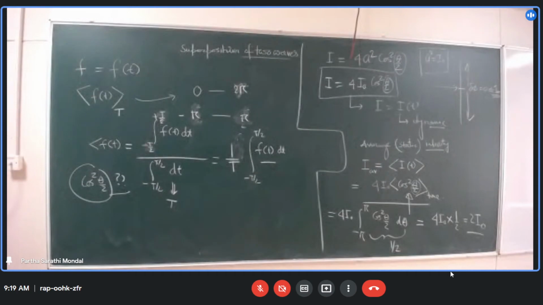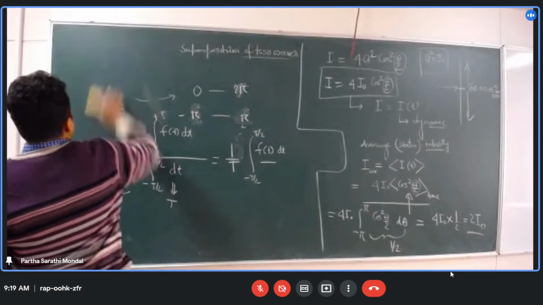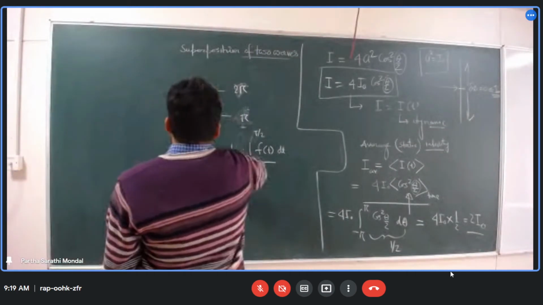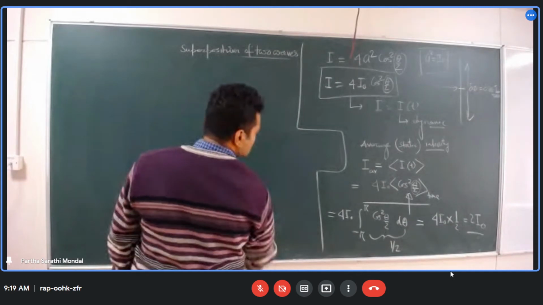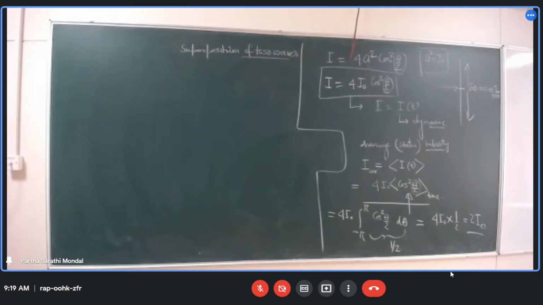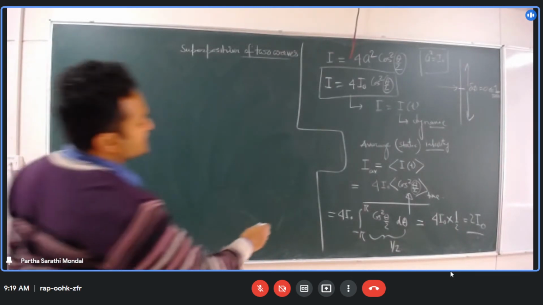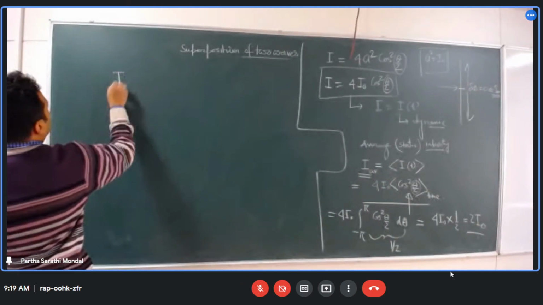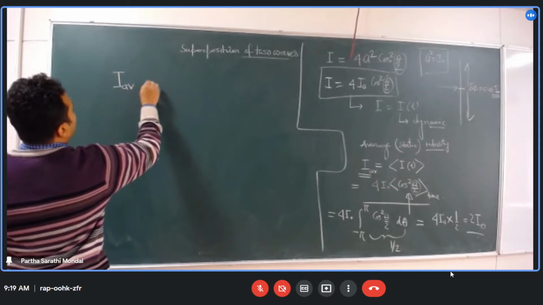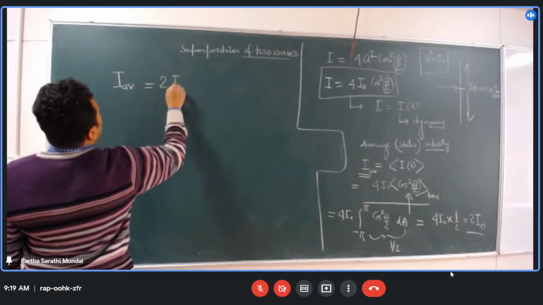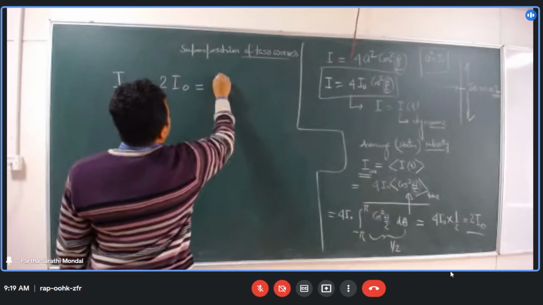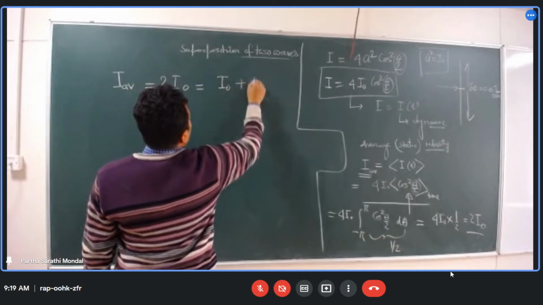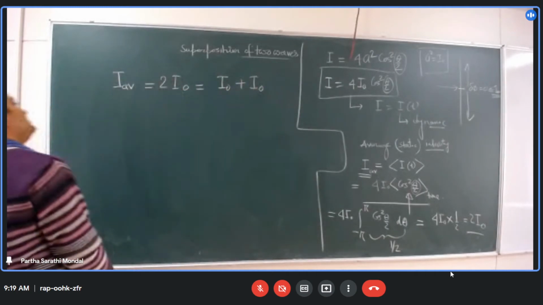So what is the implication of this result? We have got here actually that the average intensity at a point is actually 2 I0. So that means I0 plus I0. What is the meaning of that?